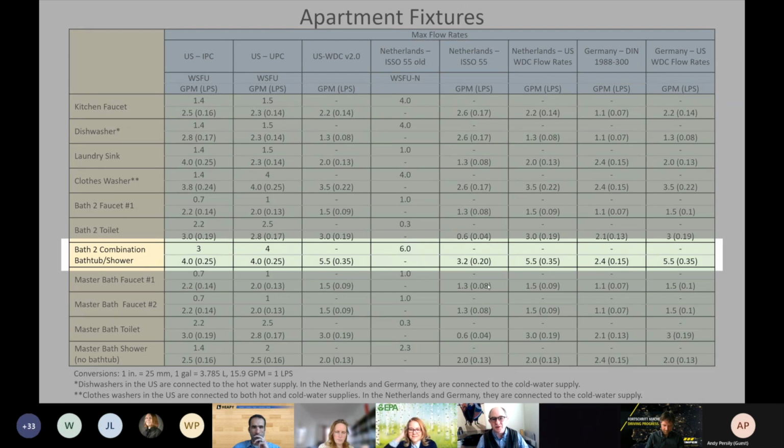So anyway, I think it's interesting. We should move on. There's some other good stuff here. So this particular slide is just highlighting the differences for the bath where there's a combination tub and shower. Across the different design approaches, you can see that the flow rate varies from a minimum of 2.4 in the Germany method up to a maximum of about 5.5 in the water demand calculator. I wonder if folks from the panel could jump in and talk about reasons why we're seeing such a wide range of values.